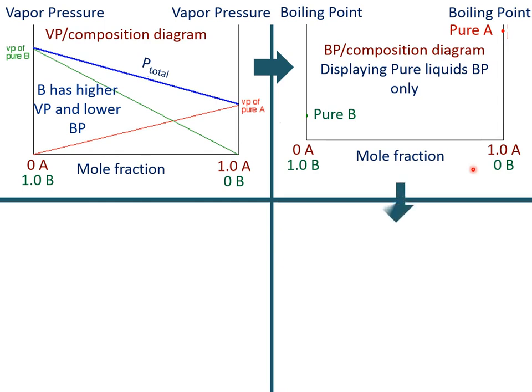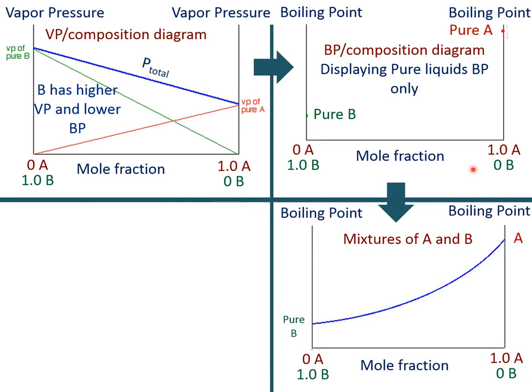Now, from this figure, you can estimate the boiling point of pure A and pure B. But how about the boiling points of the mixtures? It is supposed to be in between that of pure A and pure B, like in this diagram. This blue line represents the boiling point of the different solutions of different compositions of A and B. This is the plot representing the boiling points of the different mixtures of different mole fractions.